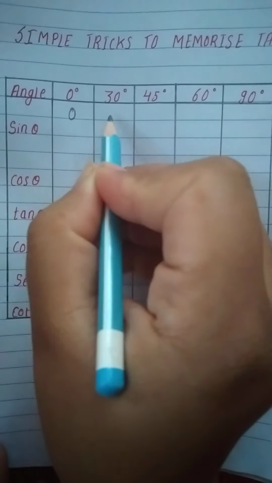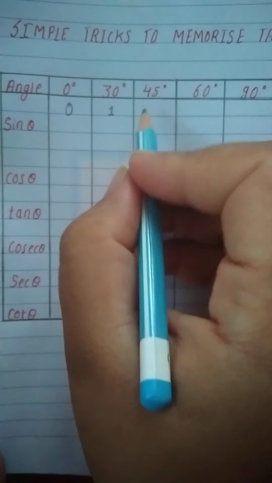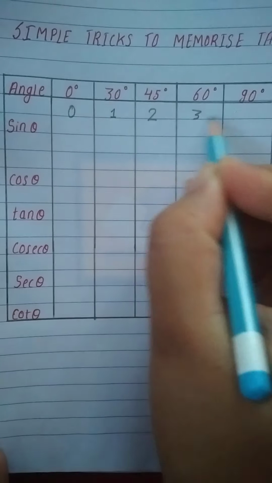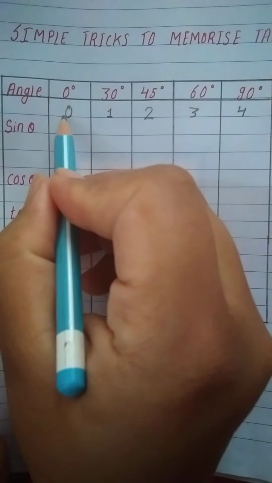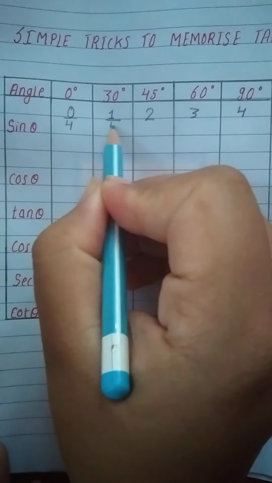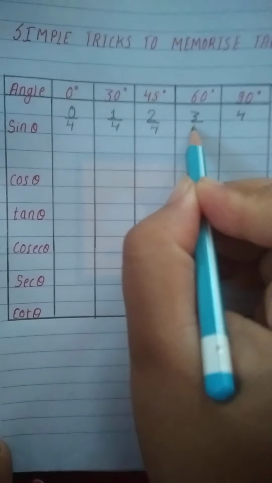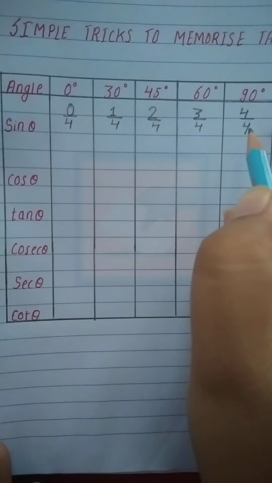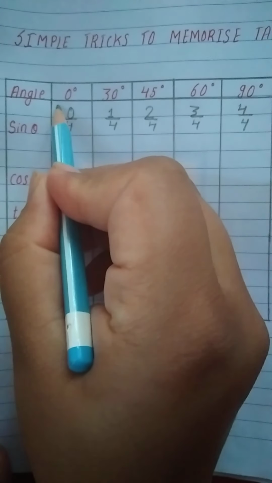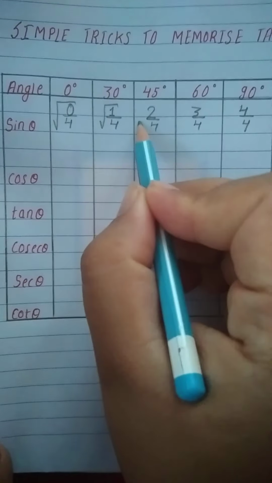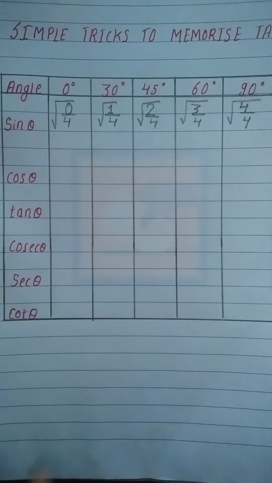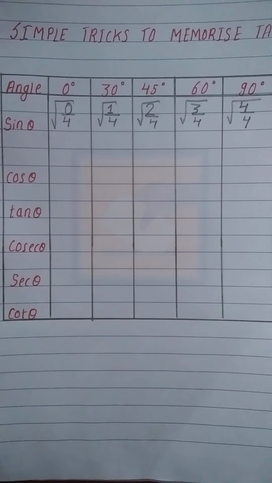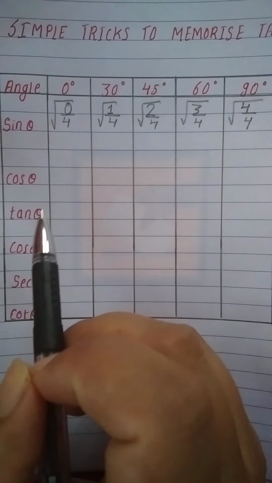So what I'm going to do is I'm going to write here 0, 1, 2, 3, 4. Simply I'm going to write 0, 1, 2, 3, 4 and all numbers I will divide by 4. See, I'm dividing all the numbers by 4 and in the next step I'll keep a root over all the numbers. You can see I'm keeping root over all the numbers. Now let's write the final answer. This is just a rough sketch, so I used a pencil.